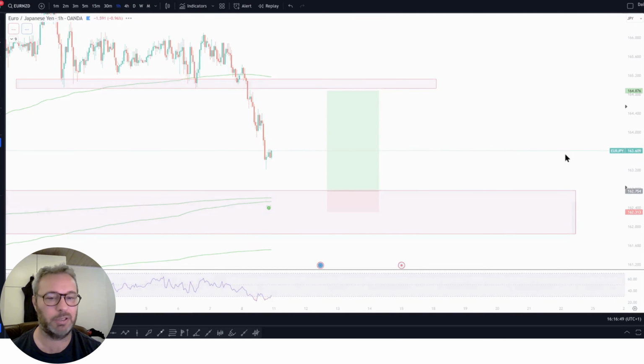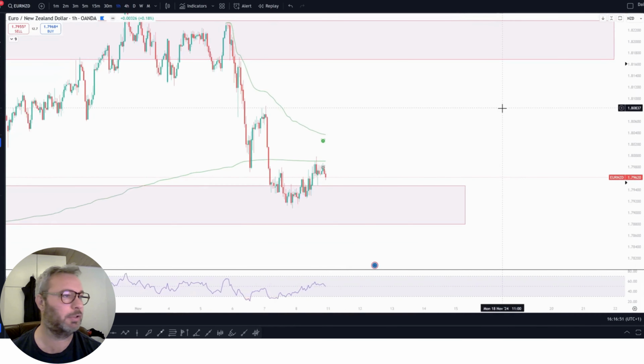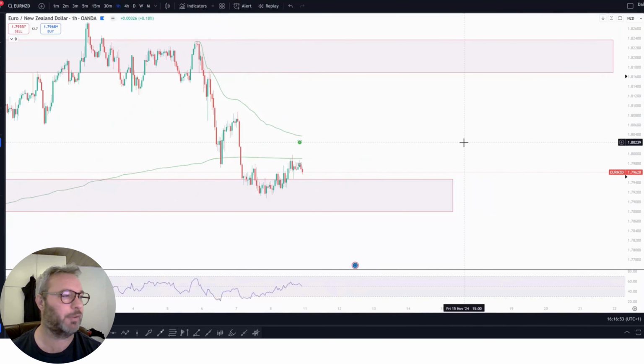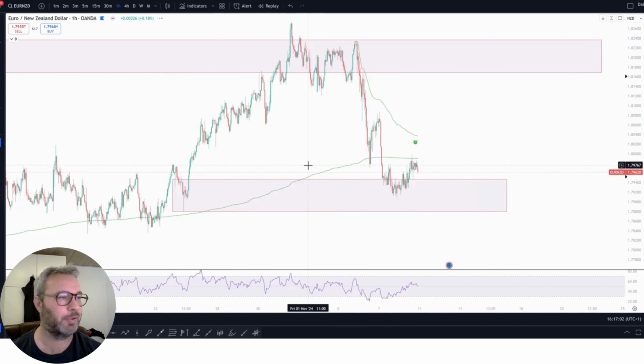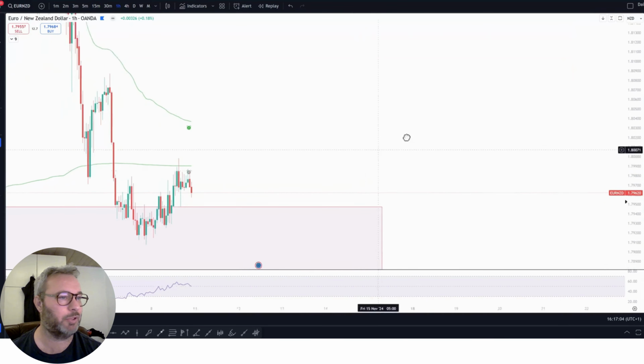So let's take euro NZ. Yeah, here we are closer. See, price already went down here and rejected, starting to go up. So now I want to see some pullback.